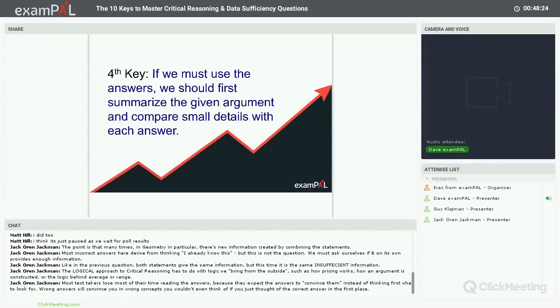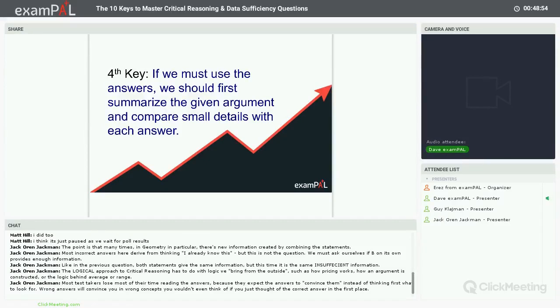Now, what all this demonstrated is our fourth key. If we must use the answer, we should first summarize the given argument and then compare small details with each answer. Summarizing the given argument, I recommend literally summarizing it, writing down a very, very short summary of even 4 words on the top of our page. Something led to something, or something led to a question mark, and then we know what we're looking for. So that was our fourth key.